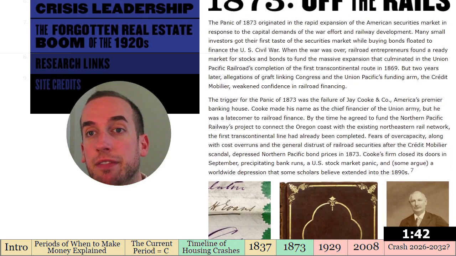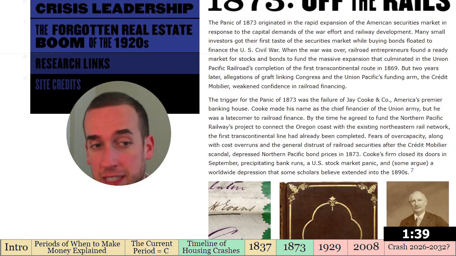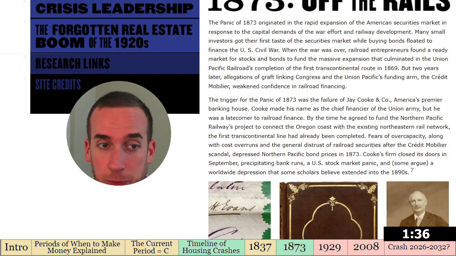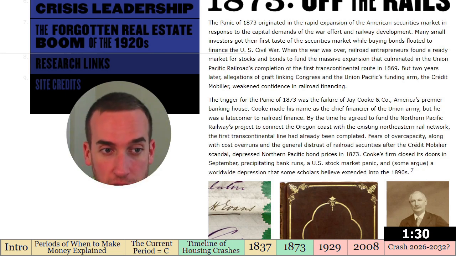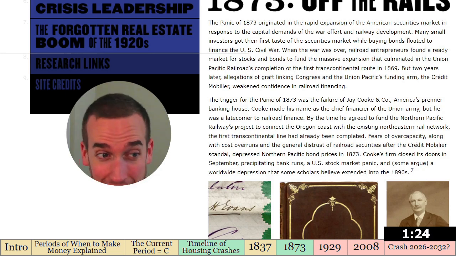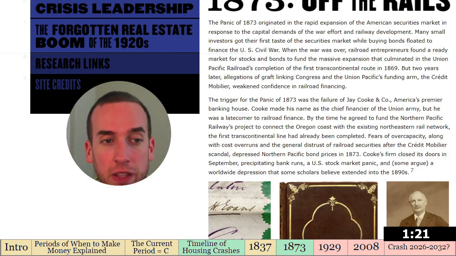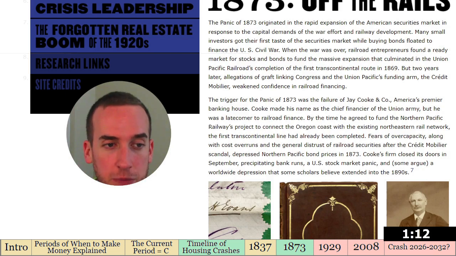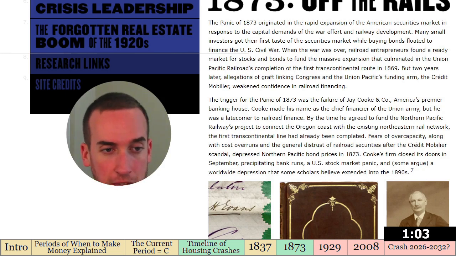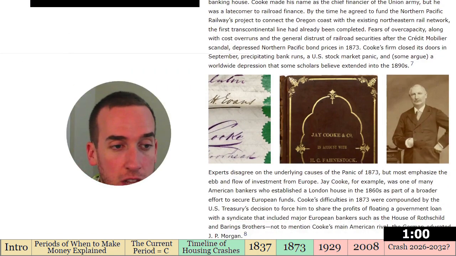So there's a lot of disputes on what exactly caused the Panic of 1873, but we had the expansion of the American securities market. So we had the stock market expansion. We had the war efforts, the railroads' completion of the first transcontinental route in 1869. 2 years later there was a scandal with the Union Pacific arm. We had Jay Cooke's banking house being, I don't want to say fraudulent, but just questionable. So quite a few things. Cooke's firm closed its doors, leading to bank runs.